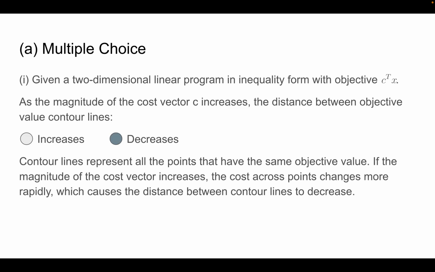In this case, the distance will decrease because the contour lines pretty much represent all the points that have the same objective value. In the case that the magnitude of the cost vector increases, the cost across the points is going to change more rapidly between different contour lines.